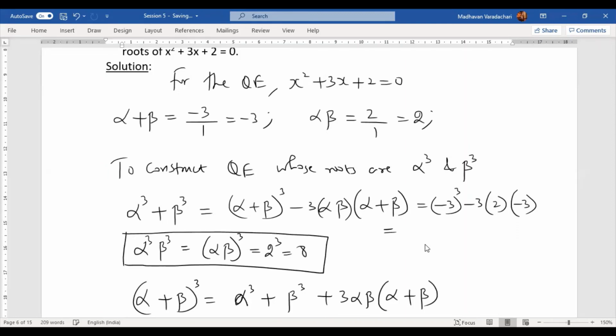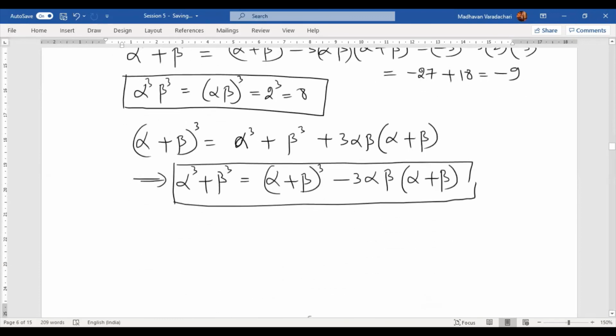Now I will rewrite this. Negative 3 the whole cube will be minus 27, because minus into minus into minus gives minus. So it is actually 3 cube, 3 cube is 27. Then minus into minus is plus, 3 into 2 is 6, 6 into 3 is 18. So plus 18. We get the result as minus 9. Now we have the sum of the roots as minus 9, product of the roots as 8.